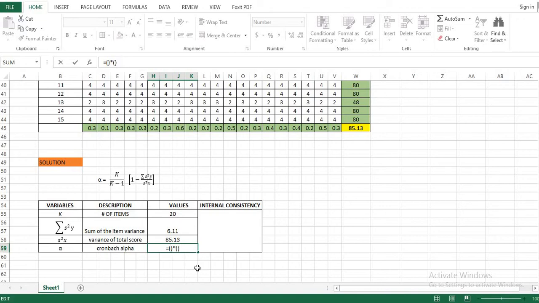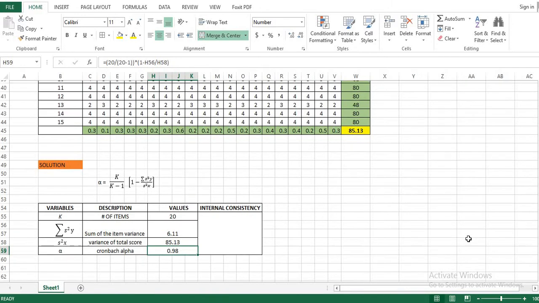Alright, and then K is 20, divided by 20 minus 1. Now let's go to the next entity: 1 minus the sum of the item variance, just highlight it, and then divide it by the variance of total score, the 85.13, and then equals. So this is the Cronbach alpha result, 0.98.